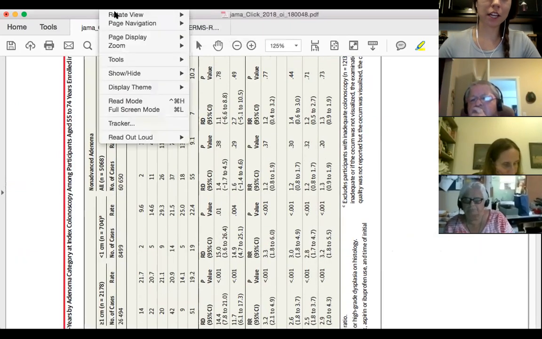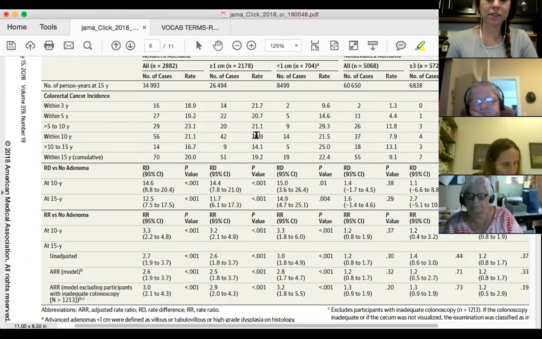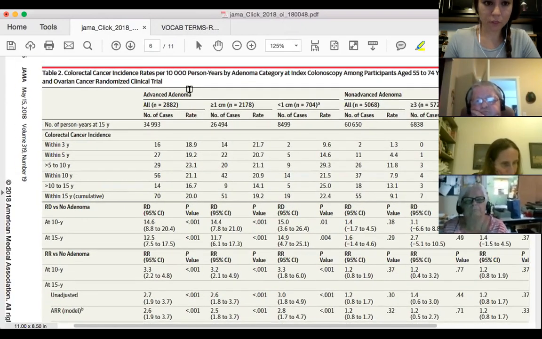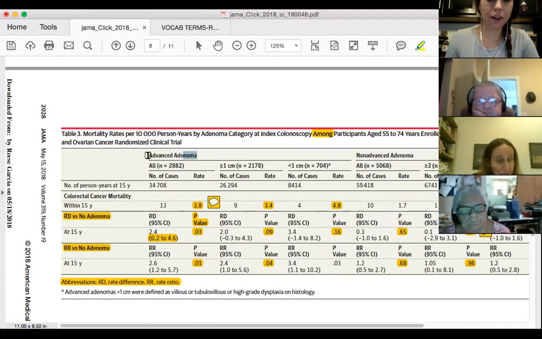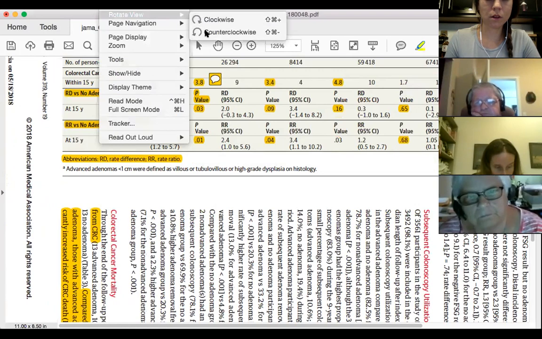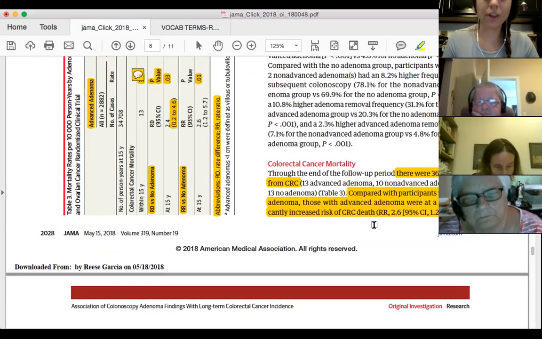So my recommendation is that when you do see a table like this with a bunch of numbers and values, you start high. You start high with what they're looking at. Okay, advanced adenoma, non-advanced adenoma. Rate difference versus no adenoma. And then I go to the p-value to see if it's significant. And then when you come down to the results, that's where these results are put into words.